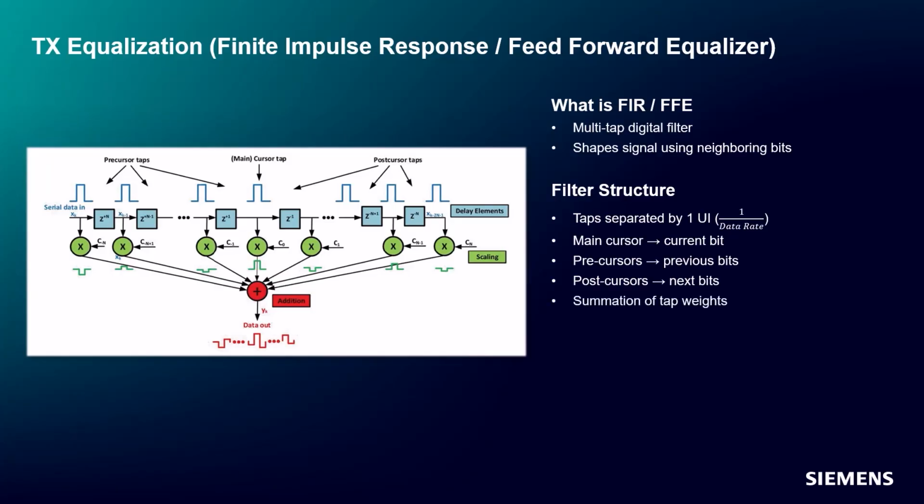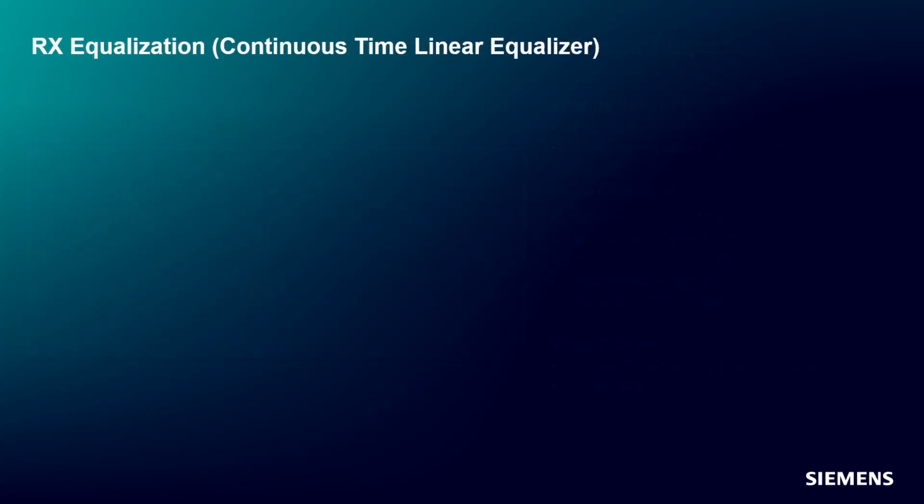Each tap has a weight, and the transmitted signal is formed by combining these weighted contributions. This allows the transmitter to shape the signal so that it counteracts ISI introduced by the channel. With enough taps, an FIR equalizer can significantly reduce both precursor and postcursor interference. Now let's move to the receiver.